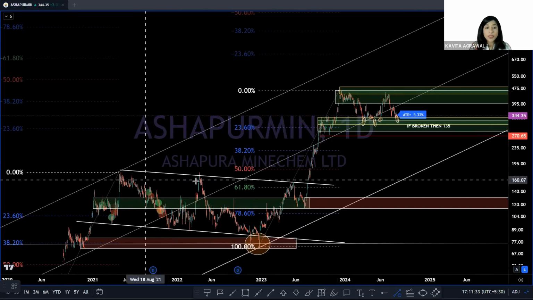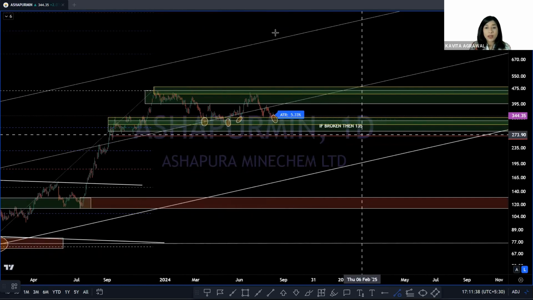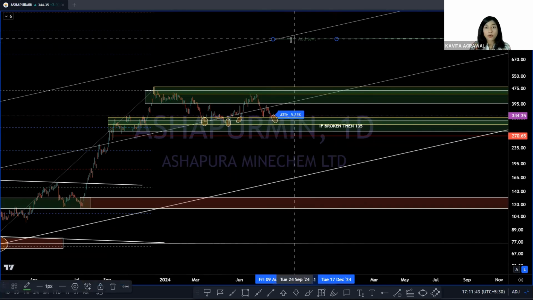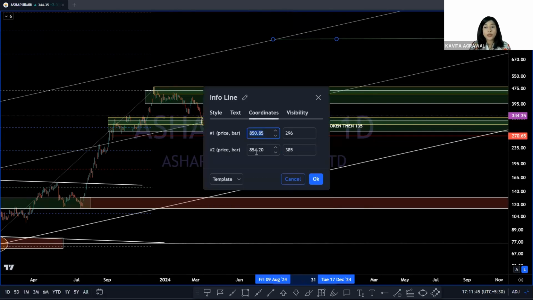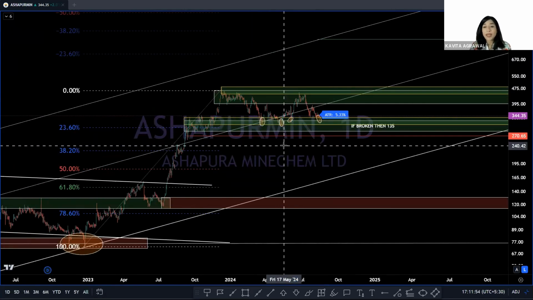My target would be this trend line. Why? Because previously this trend line has been respected by the price pretty well, right? Now, as you might have guessed, the holding period for this stock, Ashapura, is not going to be small. And that is also because of the personality of the stock. This stock is not meant for short-term holding.